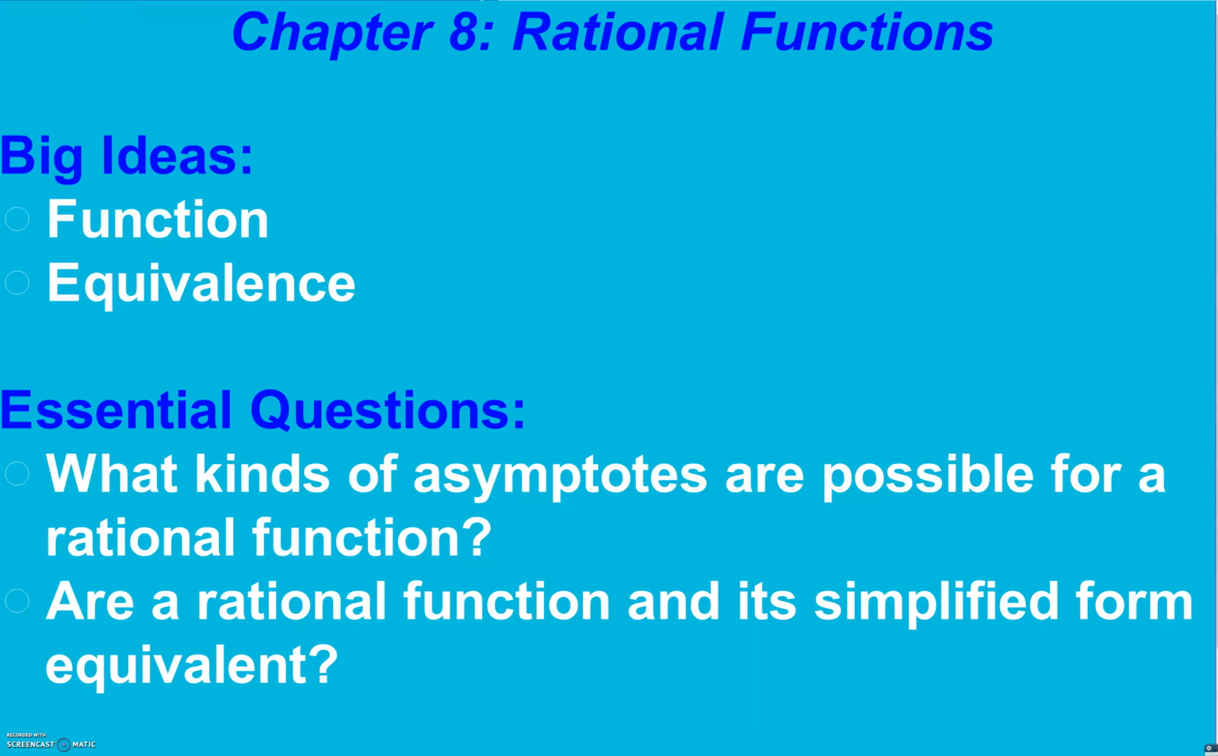Chapter 8 is rational functions. Big ideas here are functions and equivalence. Essential questions: what kinds of asymptotes are possible for a rational function? And are a rational function and its simplified form equivalent?